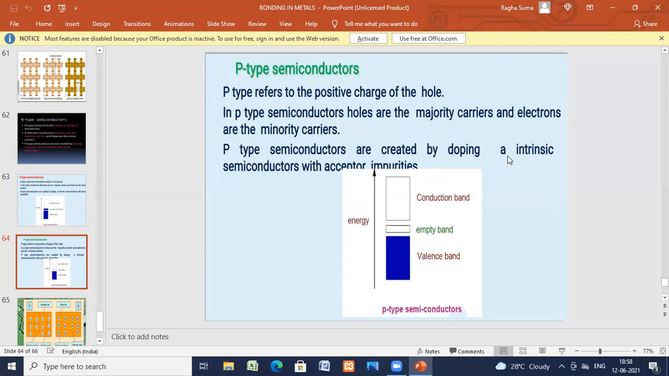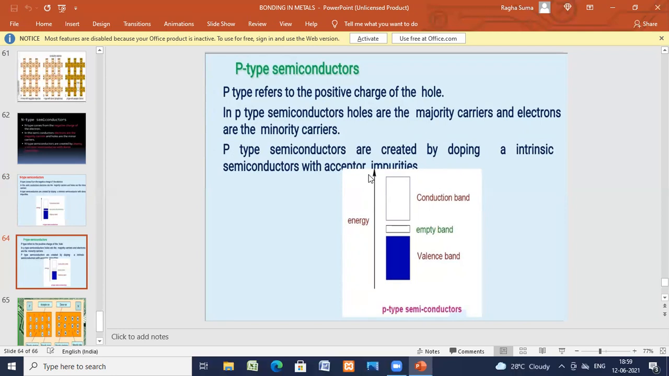P-type semiconductors are created by doping intrinsic semiconductors with acceptor impurities. When a trivalent element such as aluminum, gallium or indium, having 3 electrons in its outermost orbit, is added to the intrinsic semiconductor, the 3 electrons of the indium are engaged in covalent bonding with 3 neighboring silicon atoms. So indium needs one more electron to complete its bond. This electron may be supplied by silicon, thereby creating a vacant electron site, a hole, on the semiconductor atom.